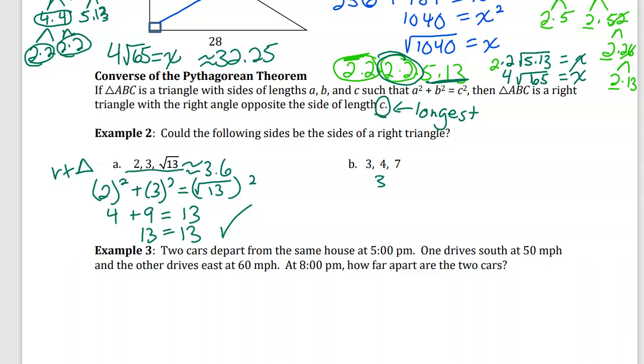Try this one. 3 squared plus 4 squared. Does that equal 7 squared? 3 squared is 9. 4 squared is 16. 7 squared is 49. 9 plus 16 is going to give me 25. And that does not equal 49. So no, that's not going to be a right triangle.